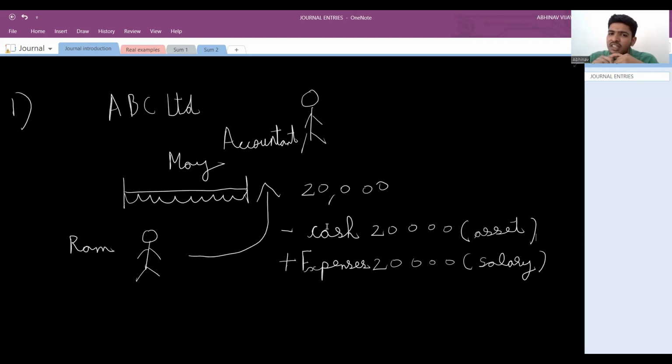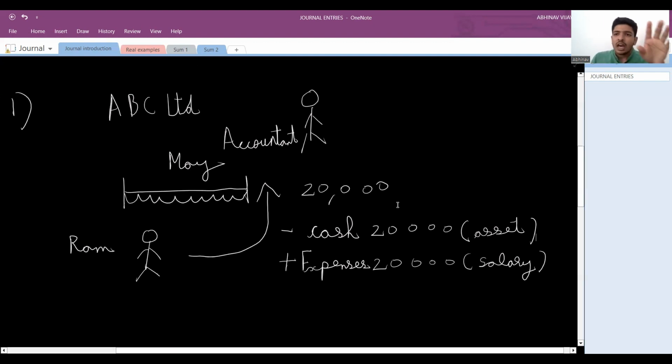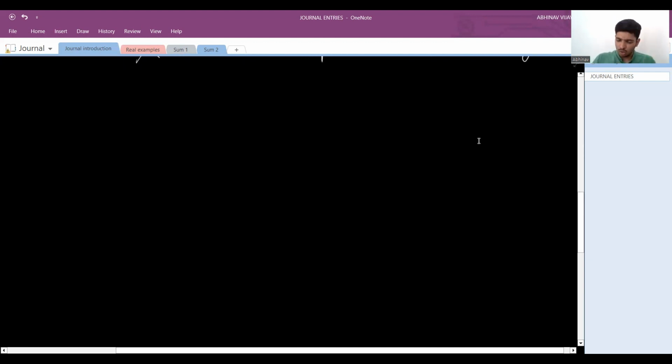Now, why is cash an asset? Cash is an asset because cash value can always be taken. The benefit of cash value can always be taken in the future. That's why cash is an asset. Now, wait. I have two more cases. Once the two more cases are done, all the doubts will get solved. So please wait. So next, let's go slow.